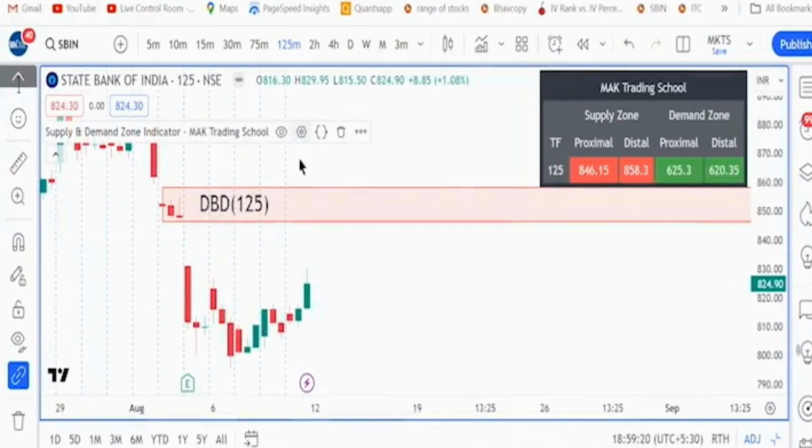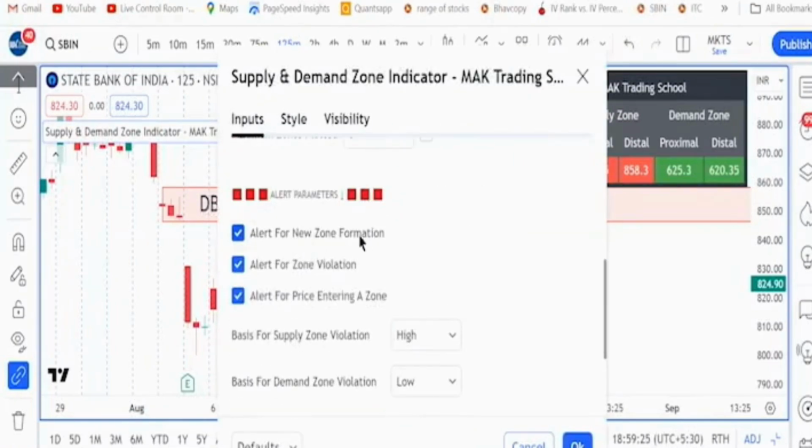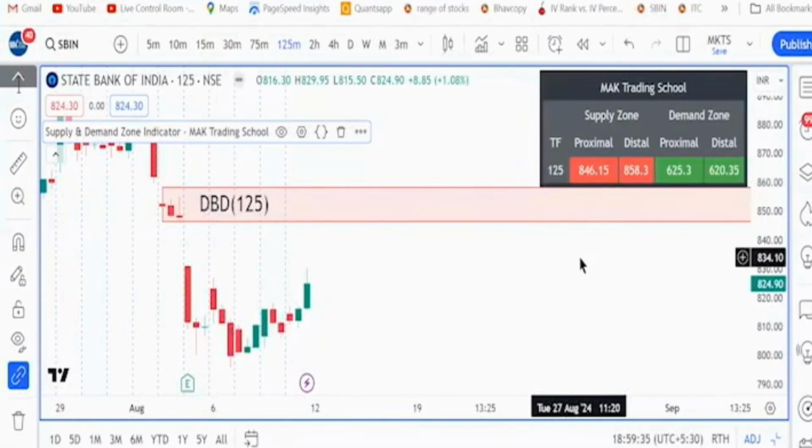Plus, you can set alerts. Whenever a new zone is formed, it will give you an alert on TradingView. Whenever a zone is broken, you can get an alert. Whenever price enters the zone, you can set your alerts. But friends, for alerts, you need to have paid plans of TradingView. In a basic plan, you may not have the alert system.